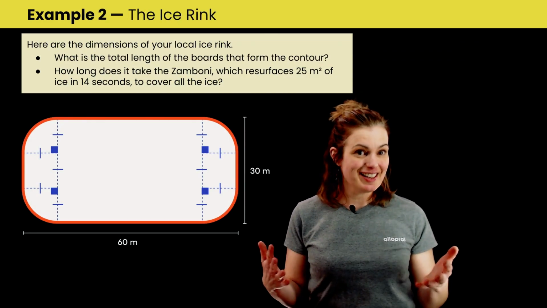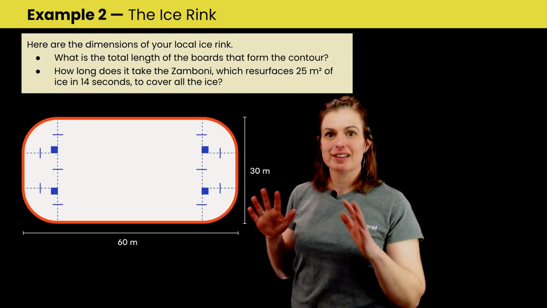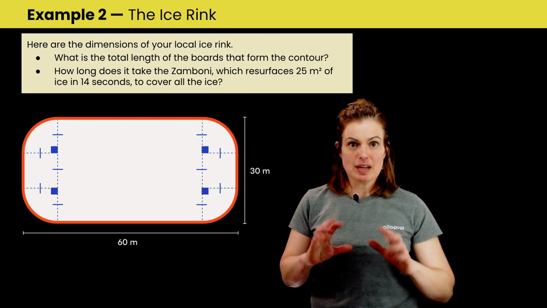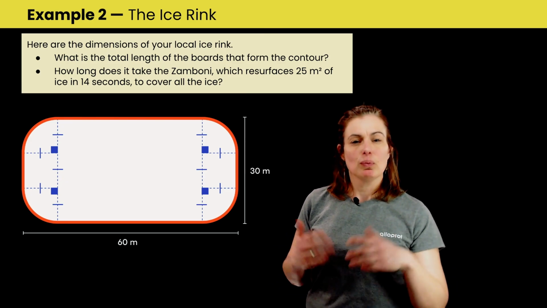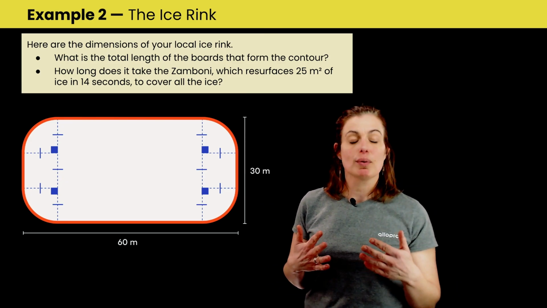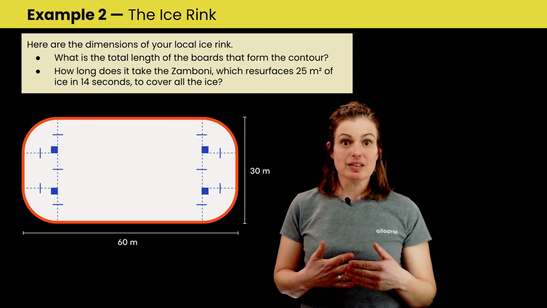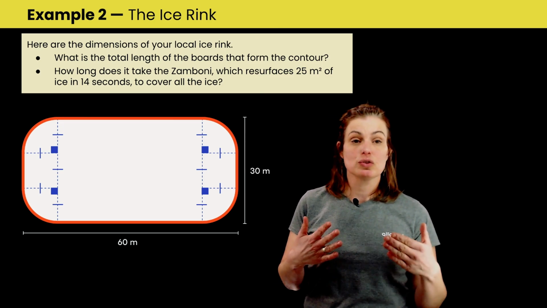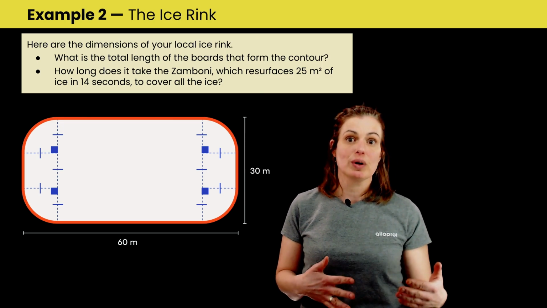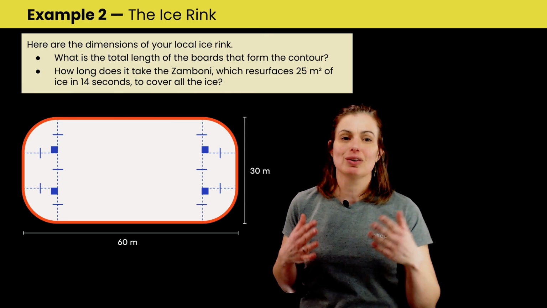Okay, for our last example, we're going to take a look at the skating rink here. So here are the dimensions of your local ice rink. What is the total length of the boards that form the contour? And how long does it take the Zamboni, which resurfaces 25 meters squared of ice in 14 seconds, to cover all of the ice?